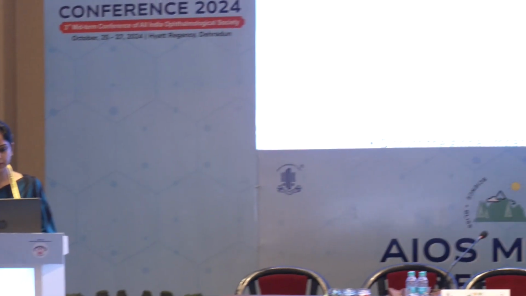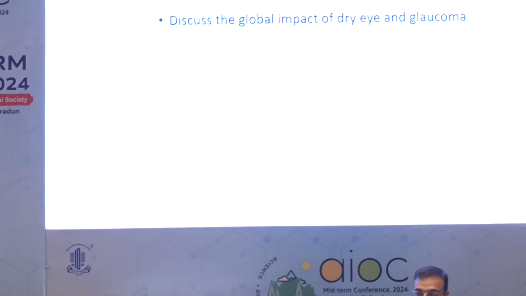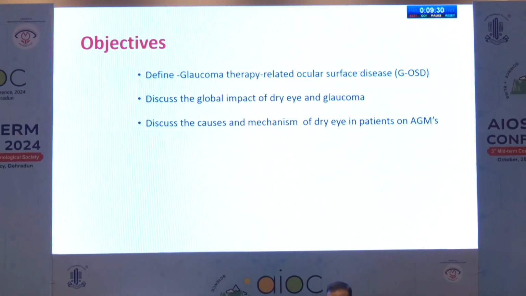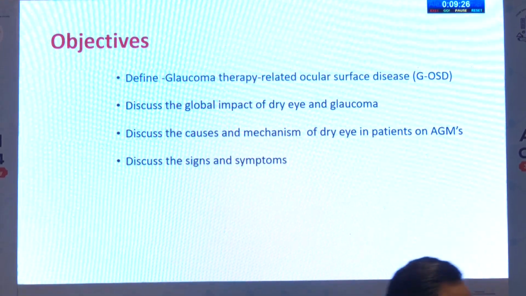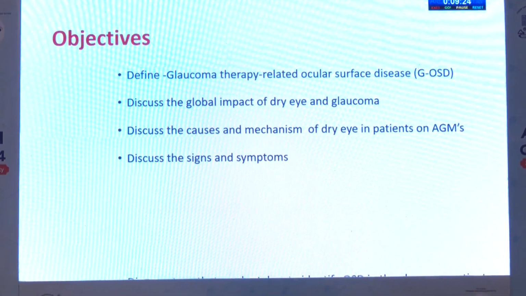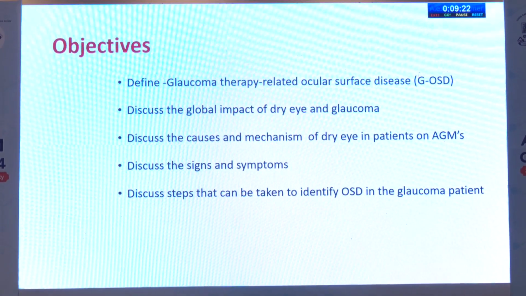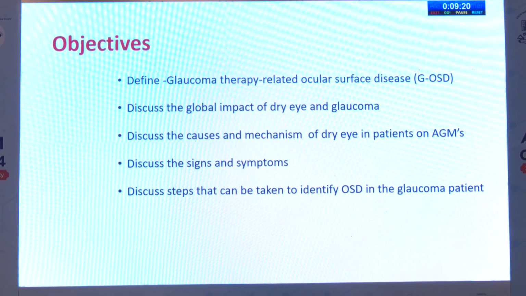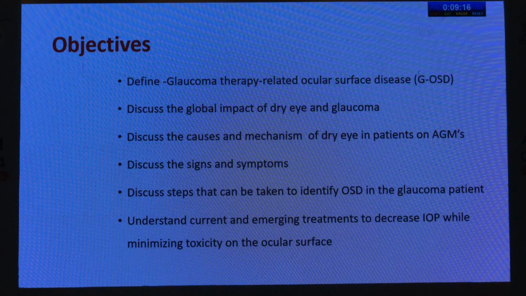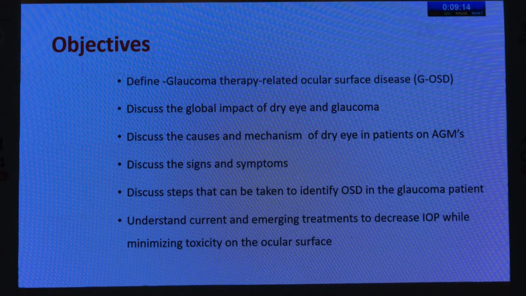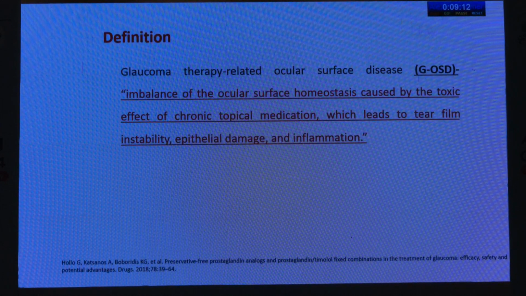The objectives of the talk are to define glaucoma therapy related ocular surface disease, discuss the global impact of dry eye and glaucoma, discuss the causes, mechanism of dry eye in patients with anti-glaucoma medications, discuss the signs and symptoms related to it, discuss steps that can be taken to identify ocular surface disorder in glaucoma patient, and understand the current and emerging treatments to decrease intraocular pressure while minimizing toxicity on the ocular surface.